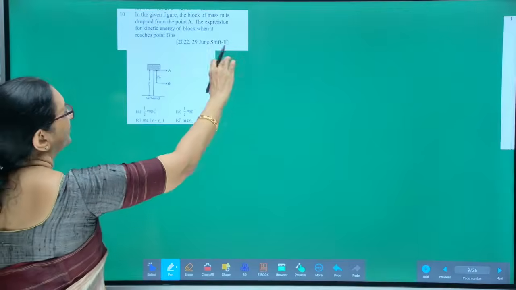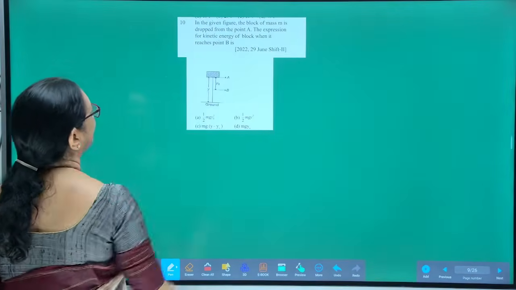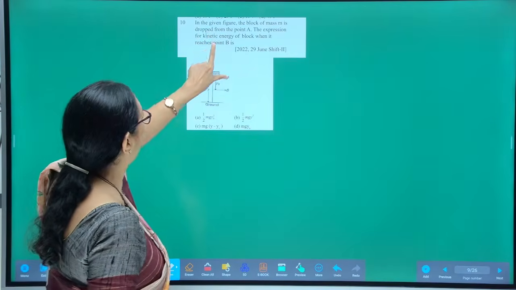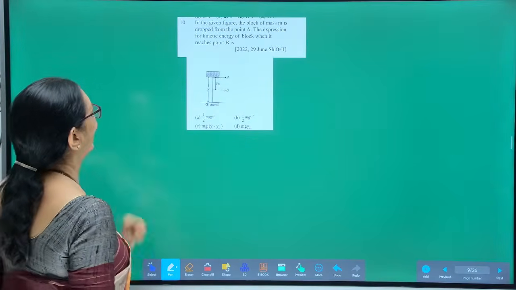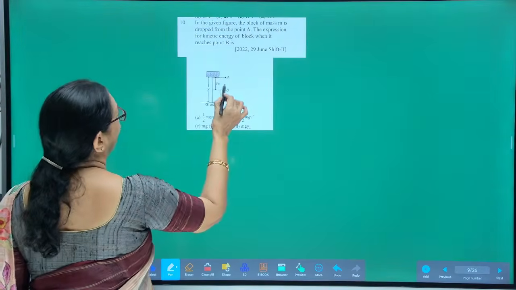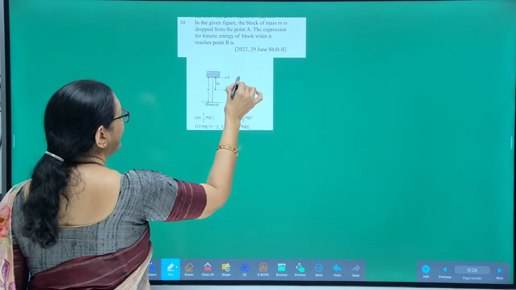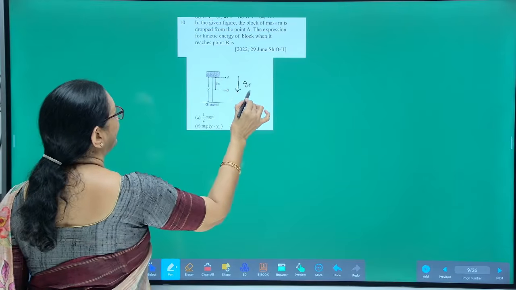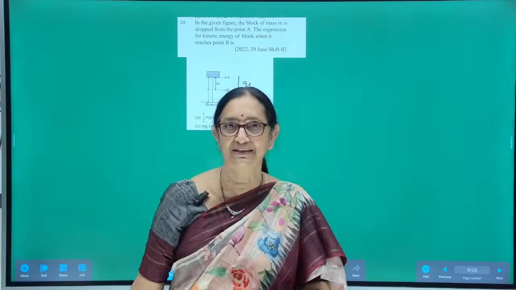I pasted two questions on the same page. So, let me explain this question first. In the given figure, the block of mass m is dropped from a point A. Find the expression for kinetic energy when it reaches the point B. So, it is dropped from A to B and the vertical displacement is y naught downwards.